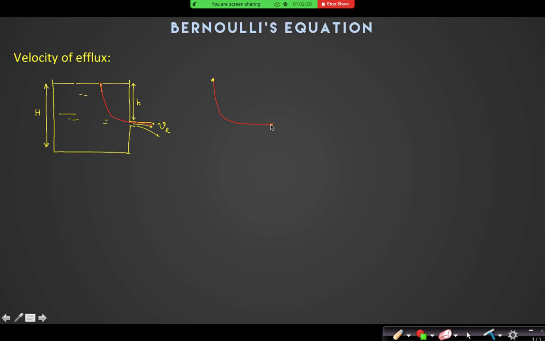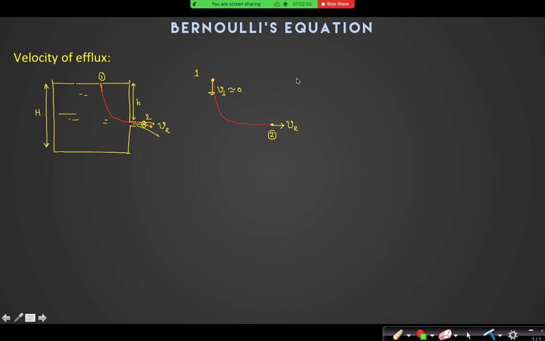There is a point at the surface and there is a point just outside this hole, right? This outside point is 2, this point is 1. Can we apply Bernoulli between 1 and 2? Yes, sir, we can apply. What is velocity at point 2? VE. Now what will be velocity at point 1? Sir, it's 0. Nearly 0.